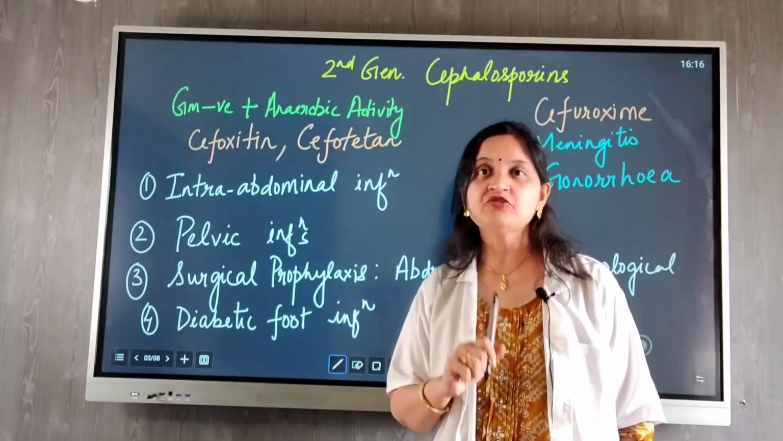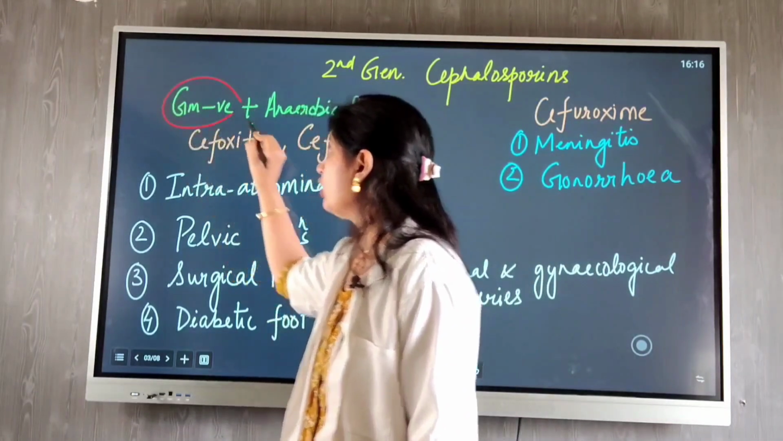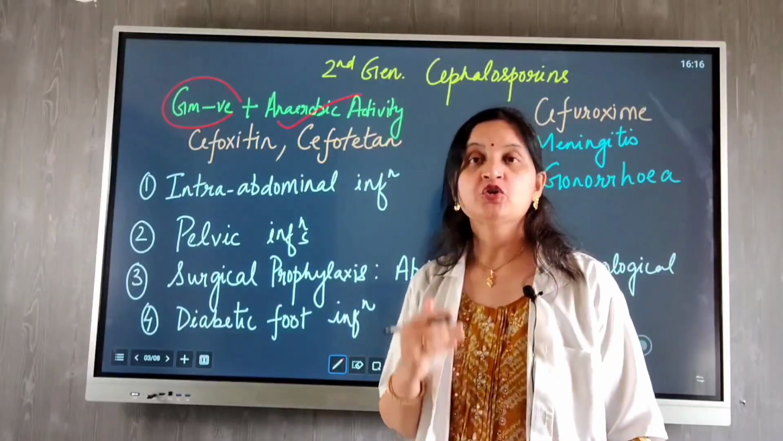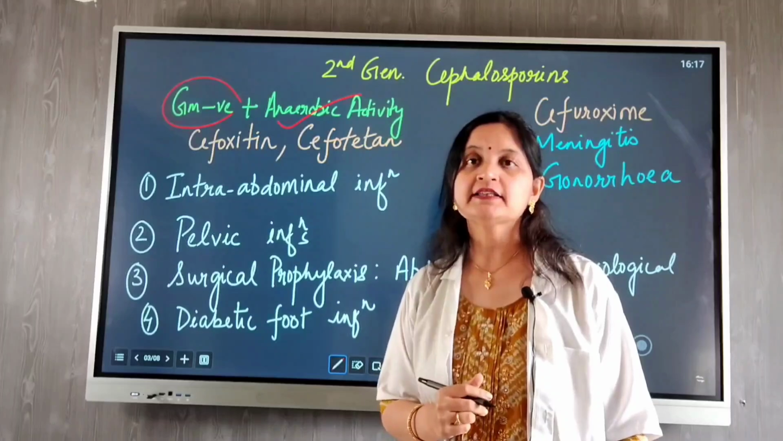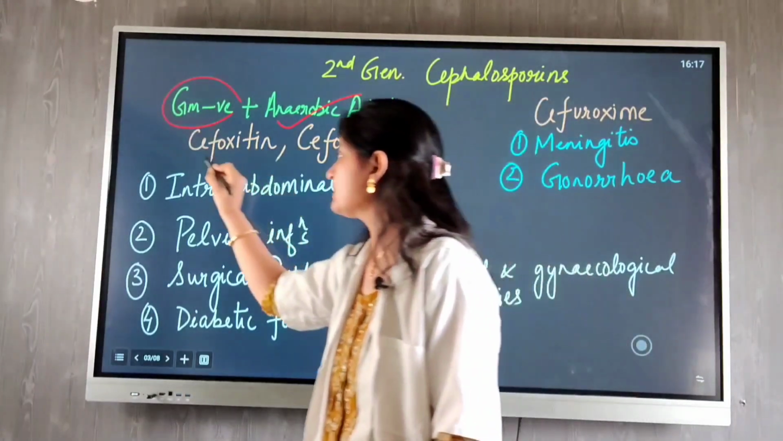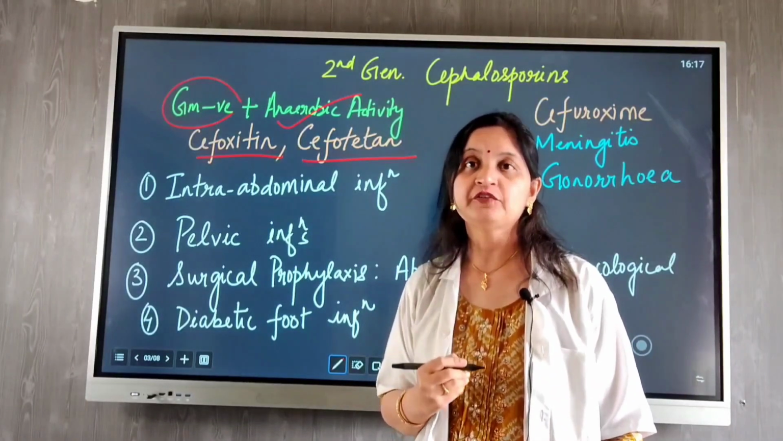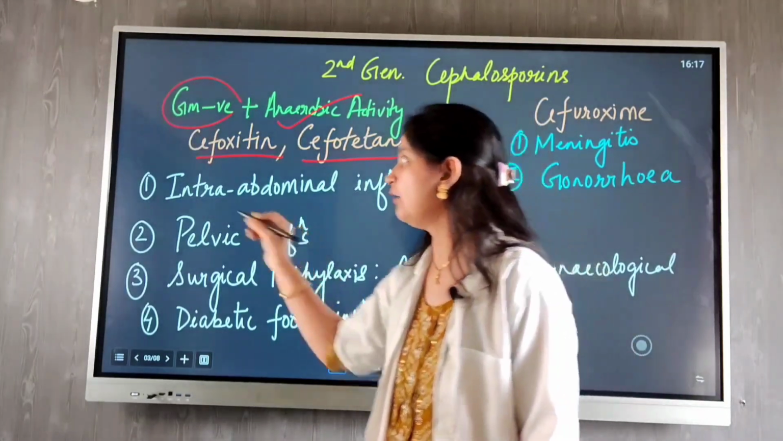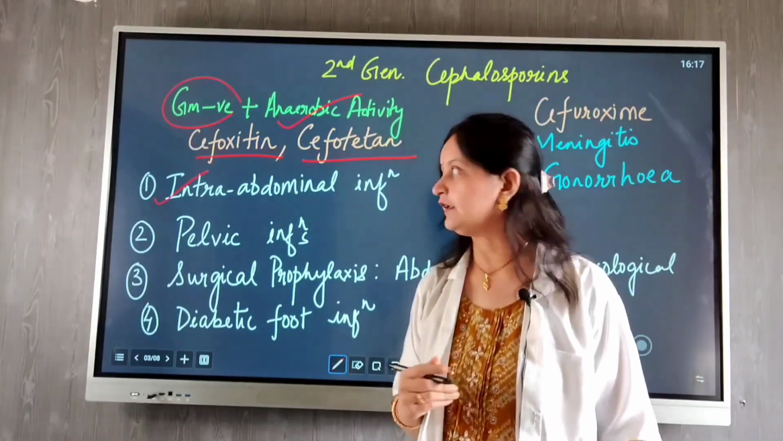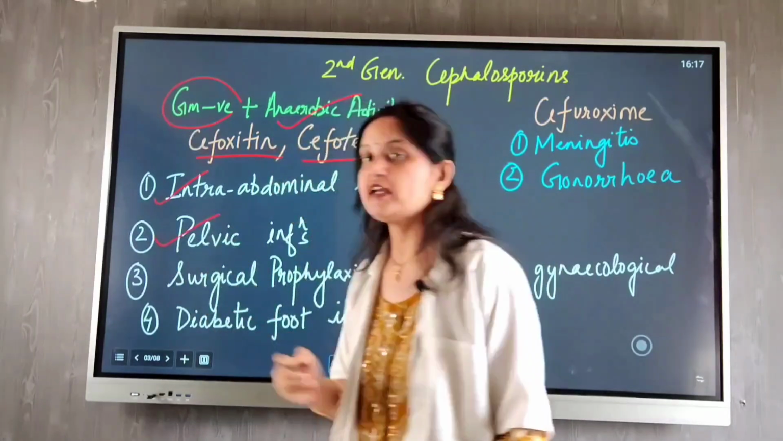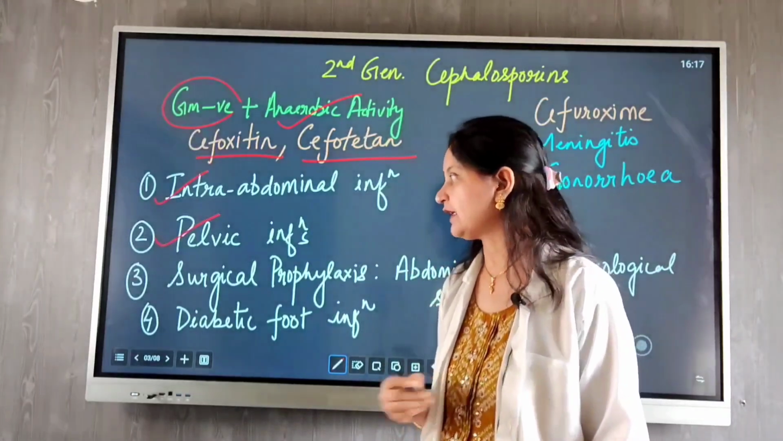Now speaking of the second generation of cephalosporins, which have activity against gram-negative bacteria and also have anaerobic activity. So this group of cephalosporins is active on anaerobic organisms, and the two antibiotics that show anaerobic activity are cefoxitin and cefotetan. So cefoxitin and cefotetan can be used for treating anaerobic infections such as intra-abdominal infections, that is appendicitis, diverticulitis, peritonitis. Secondly, pelvic infections such as pelvic inflammatory disease and endometritis can be treated with these antibiotics.